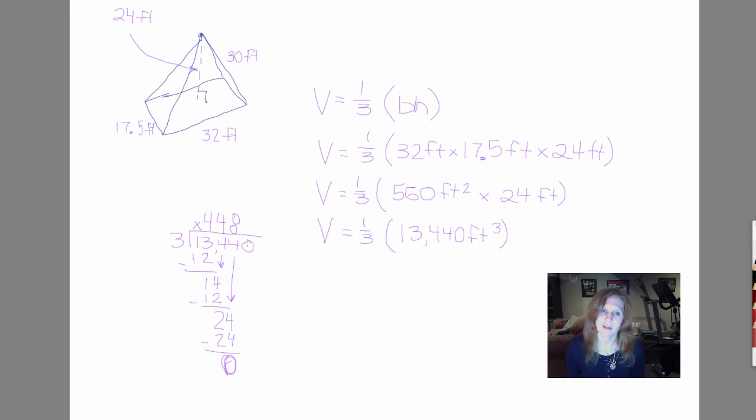And I'm not finished because I have to have a roof over every room in my house, and I don't have a roof here. So I'm going to bring down that last 0. Go through my steps one more time. 3 goes into 0 0 times. And I now have a complete division problem. And I also have an answer of 4,480 cubic feet.